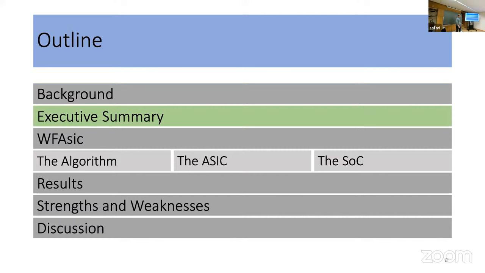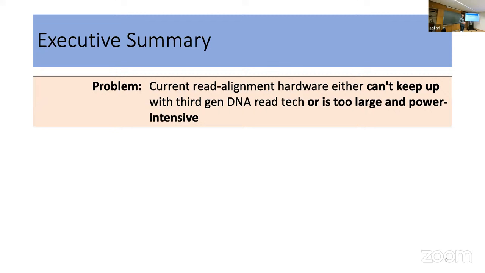Now, to the executive summary. The problem that this paper is trying to solve is that current read mapping technology cannot keep up with sequencing technology. These sequencing machines, these third generation machines, now produce reads of lengths of up to 10,000 base pairs. This is much too long for current technologies that are performing read mapping, or technology that can do this is way too large and power intensive, which prohibits large scale adoption, which can be crucial for modern medicine.